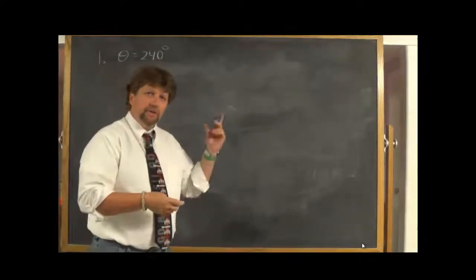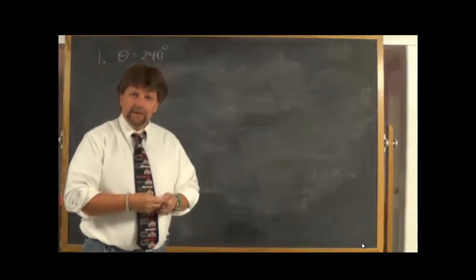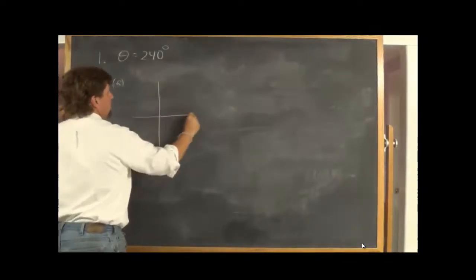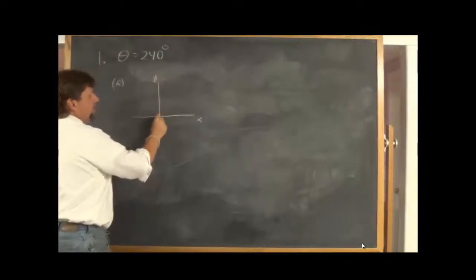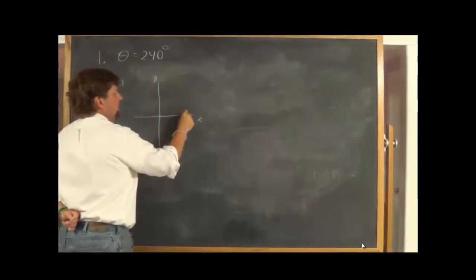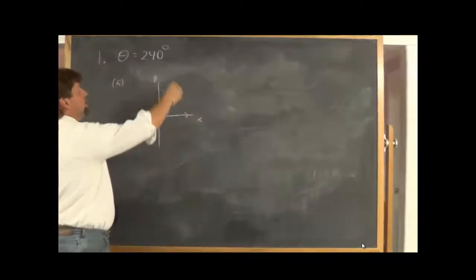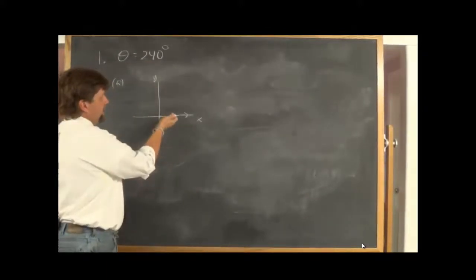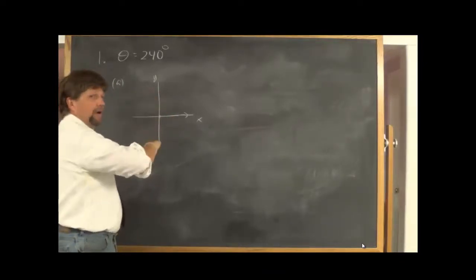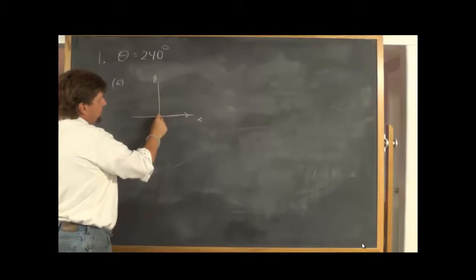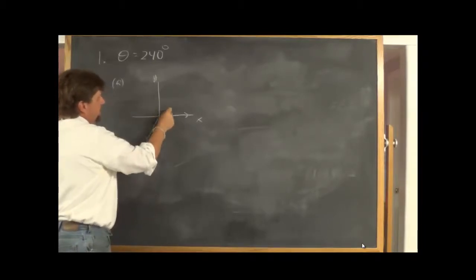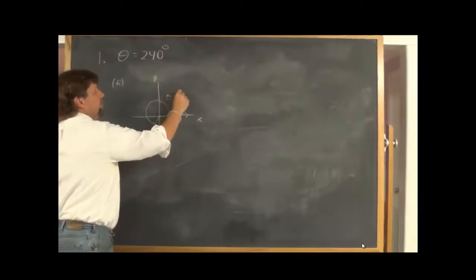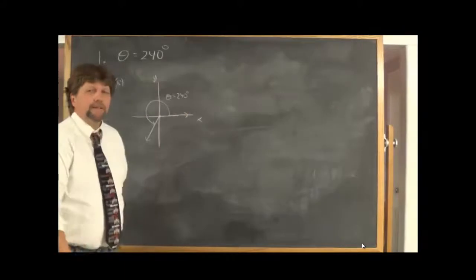The first thing I asked you to do was to sketch this angle in standard position. So remember, in standard position, you need your coordinate axes. The initial side of the angle is on the positive x-axis. And then since this is a positive angle measure, the rotation of the terminal side would be in a counterclockwise rotation, and 240 degrees would terminate roughly there in quadrant 3. So there's your angle that measures 240 degrees.